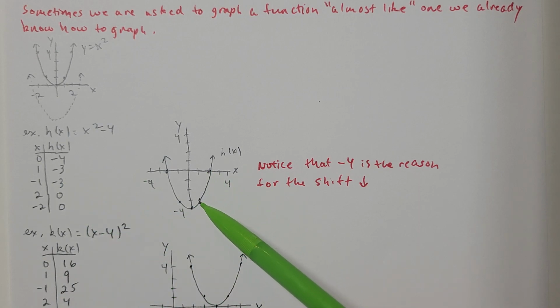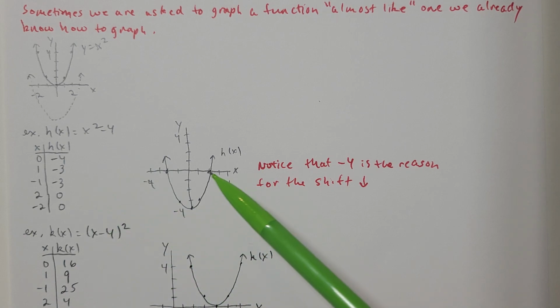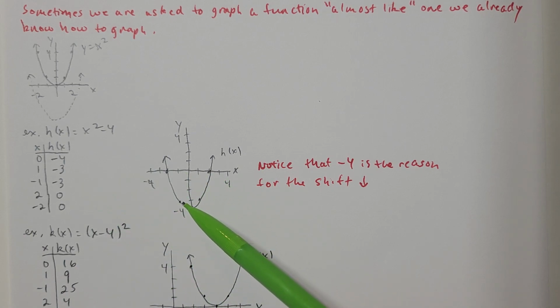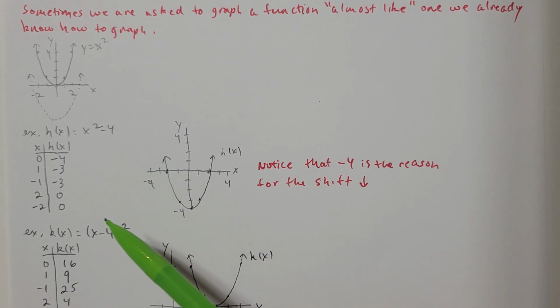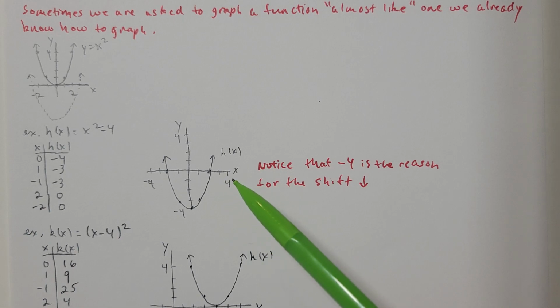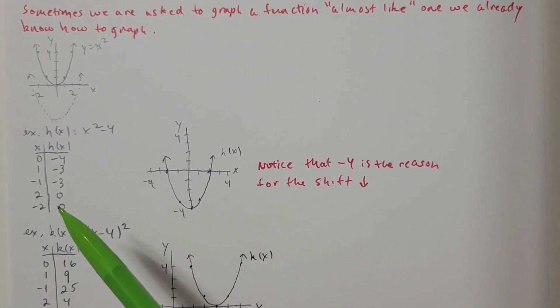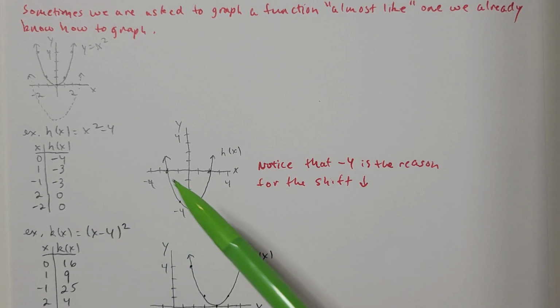So 1, negative 3 would be on the graph. If I let x be negative 1, negative 1 squared is 1, and 1 minus 4 is negative 3. So negative 1, negative 3 would be on the graph. If we let x be 2, 2 squared is 4, and 4 minus 4 is 0. So 2, 0 would be on the graph. And then if x is negative 2, negative 2 squared is 4, and 4 minus 4 is 0, so there's negative 2, 0.